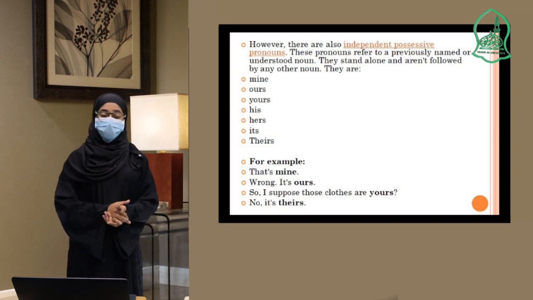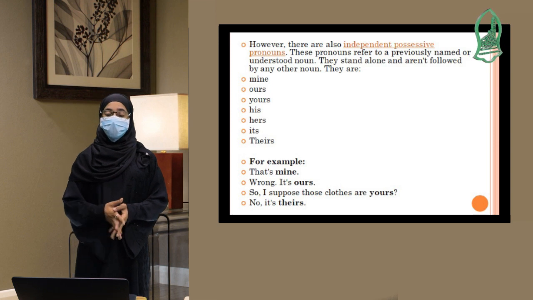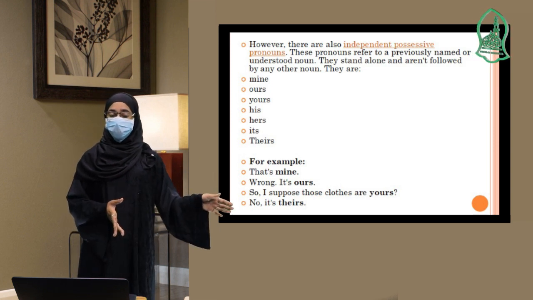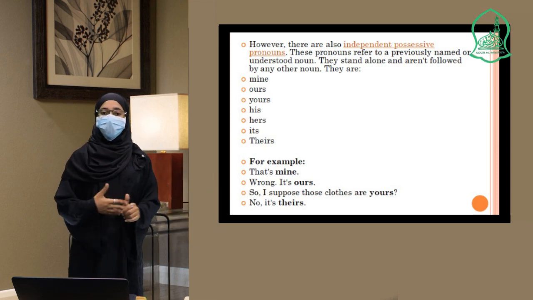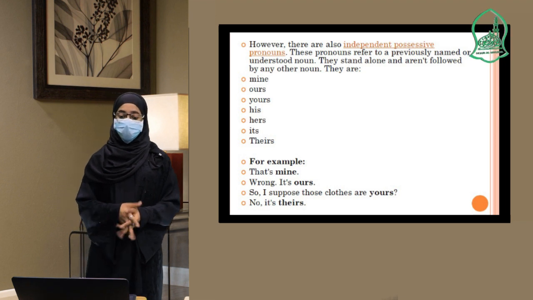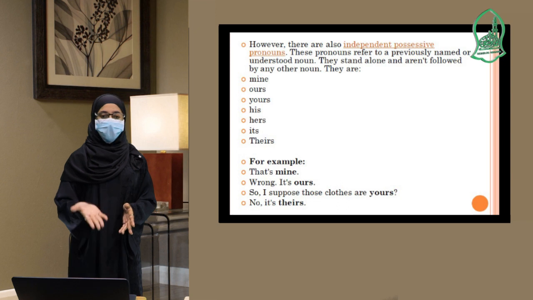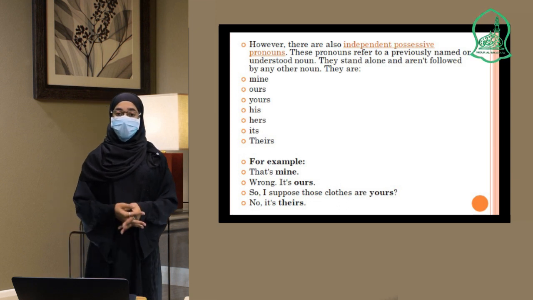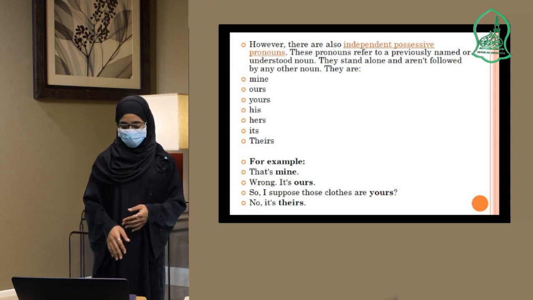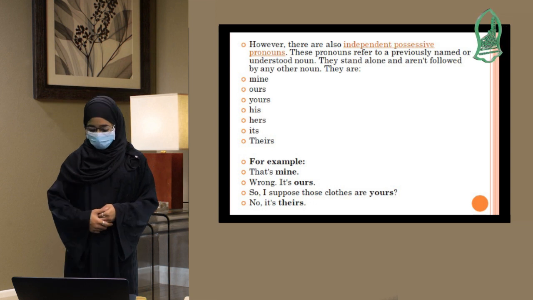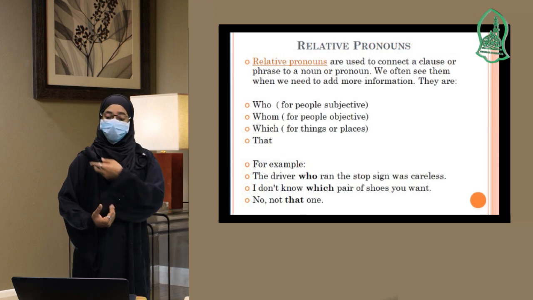And we are not mentioning a noun because either it is mentioned in the previous sentence, or we understand what noun we are talking about. These are the independent possessive pronouns: mine, ours, yours, theirs, his, hers, and its. Let's go to the next type, relative pronouns.